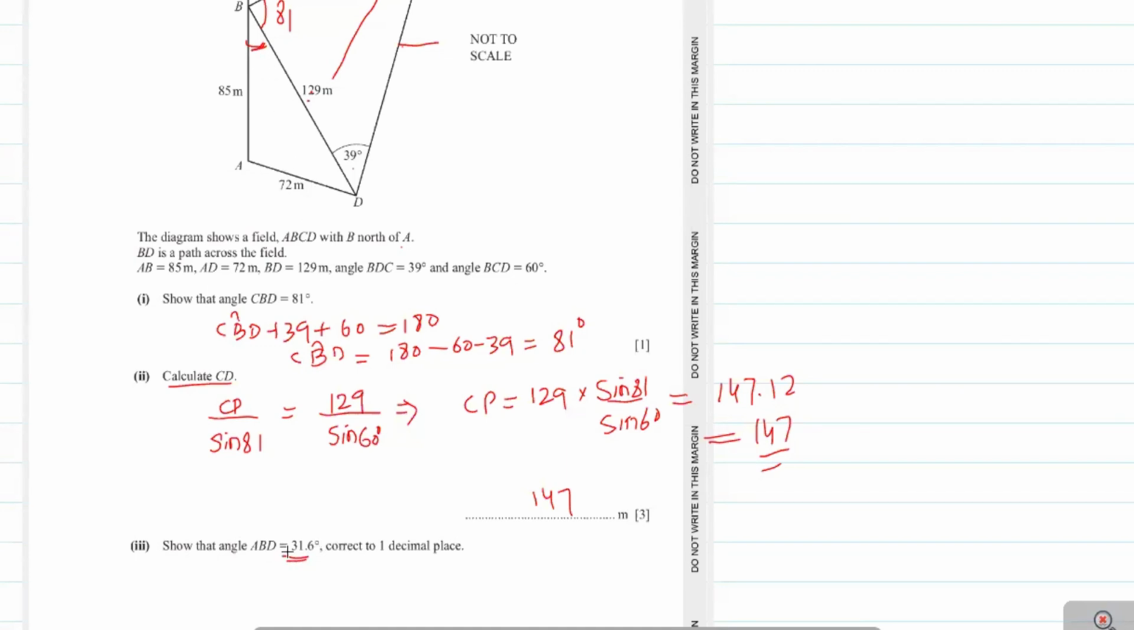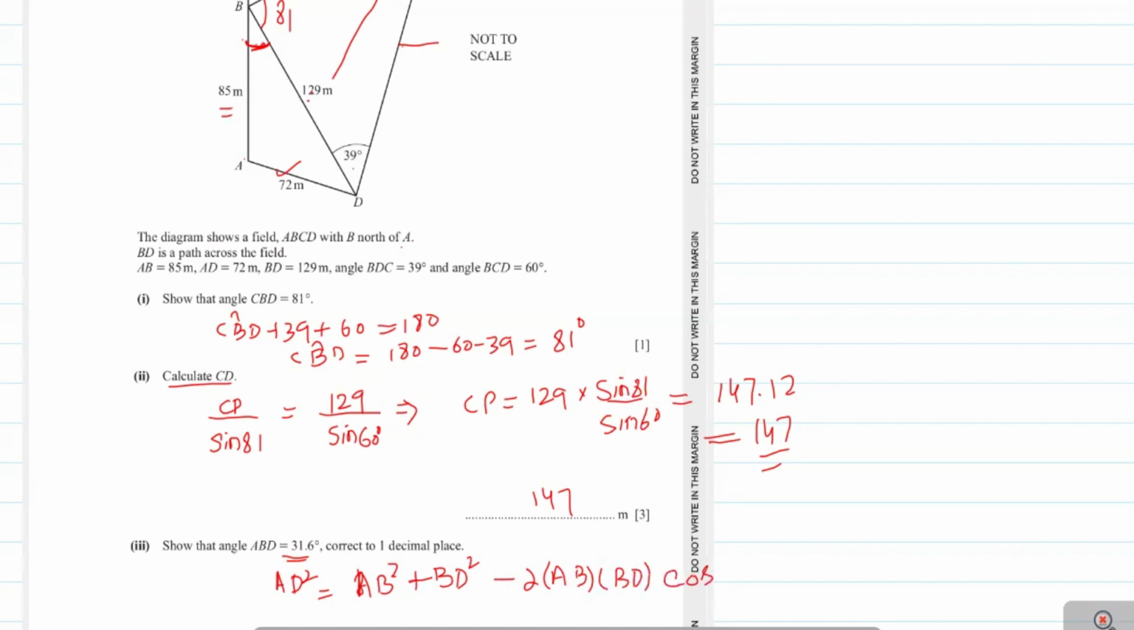Part three, show that the angle ABD is 31.6 degrees. Look here, this is the angle ABD. We can calculate this angle ABD. We use the cosine rule. And look here, this is the triangle ABD. If we use the cosine rule, the length AD squared will be equal to the sum of squares of the other two sides, AB squared plus BD squared, minus 2 times these two adjacent lengths AB into BD, into the cos of the angle between them.